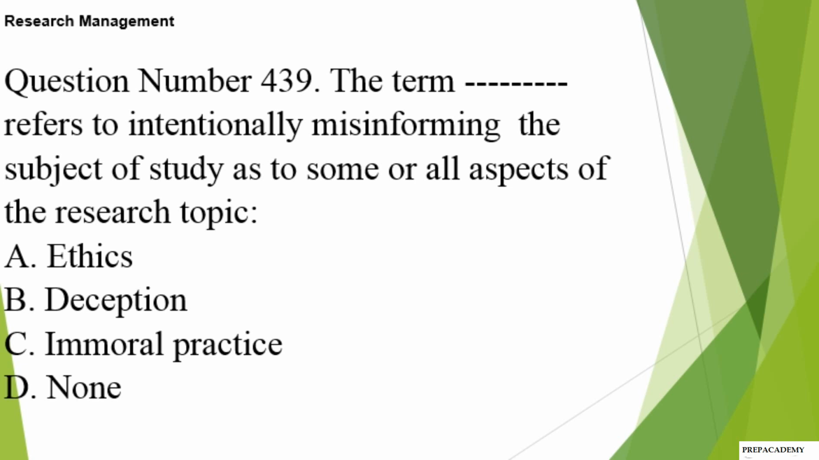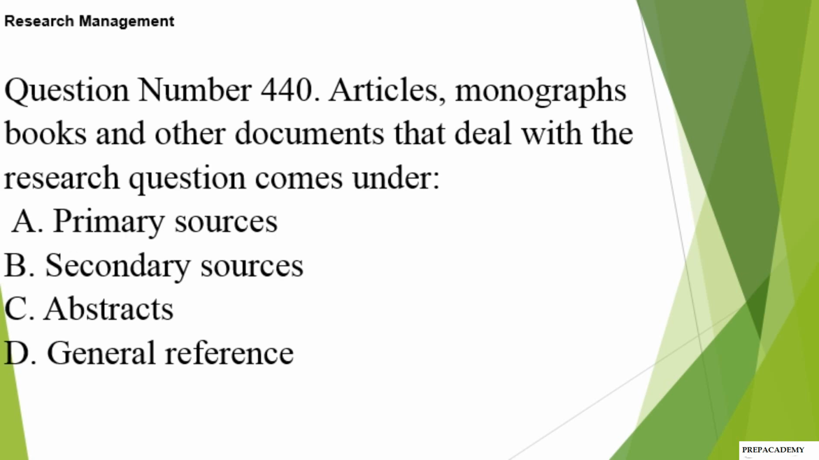Deception. This portion is about research management. Question number 440. Articles, monographs, books, and other documents that deal with the research question come under A. Primary sources, B. Secondary sources, C. Abstracts, D. General reference. The correct answer is option D. General reference.